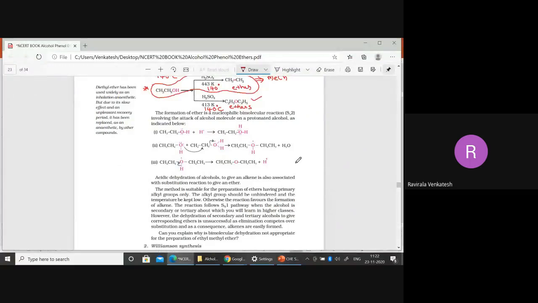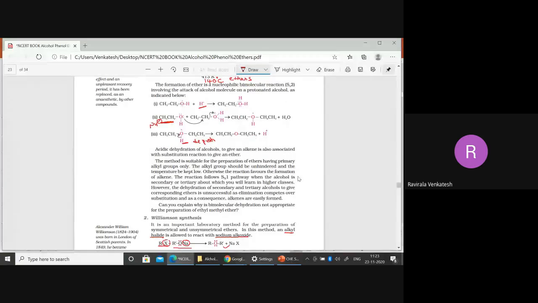When you observe the textbook also, you will get the same thing: addition of H plus, protonation, attacking of nucleophile, and deprotonation. Now practice this mechanism, so definitely you will get the product. Otherwise, you can follow the shortcut also. It is better to follow the shortcut here because it is very simple.